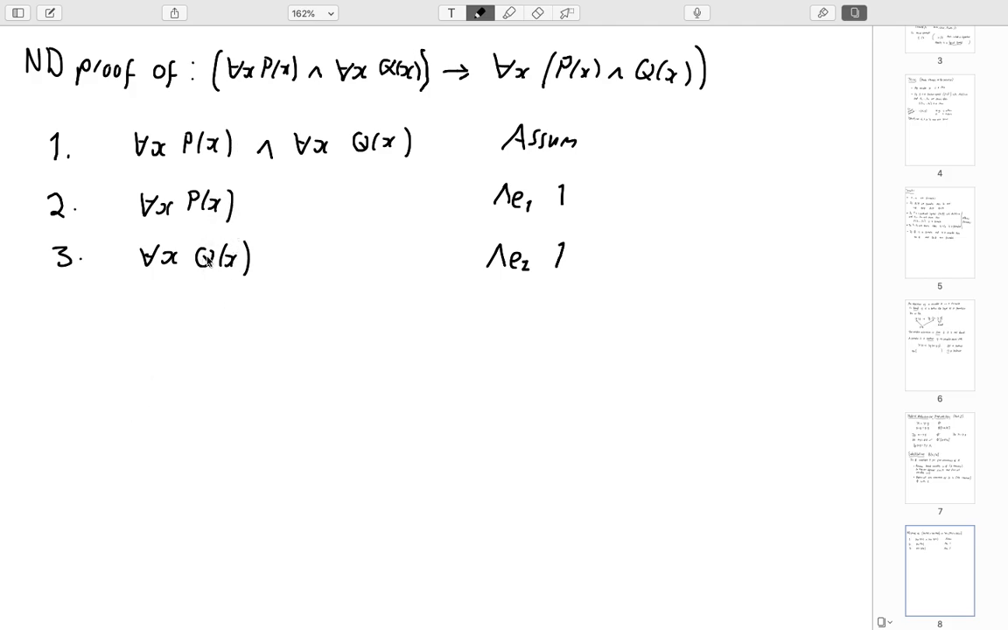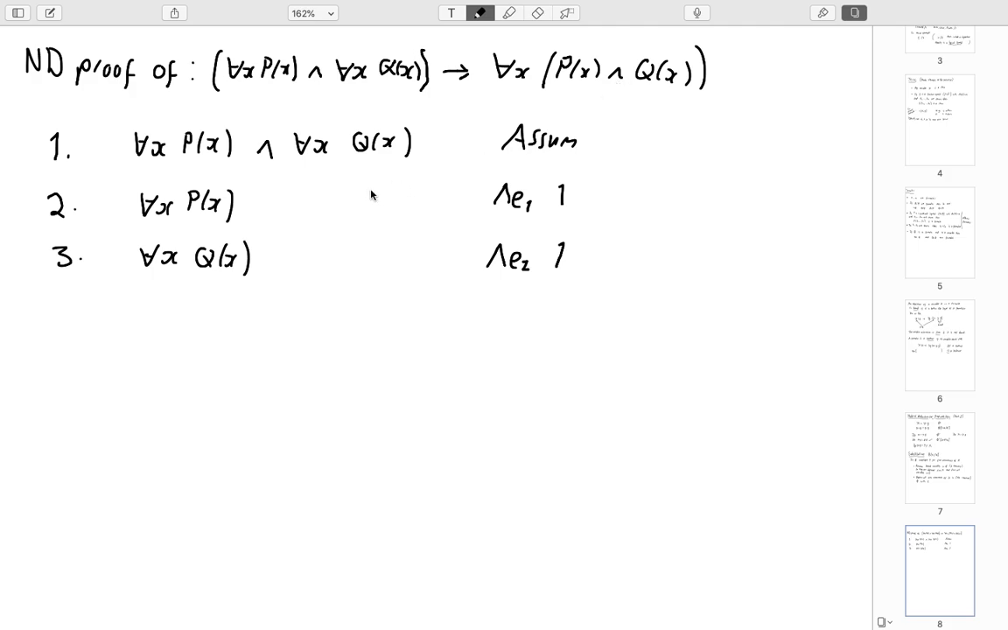So we've got that far, but we want to show that for all x, Px and Qx holds. So how do we do that? Well, there's a natural method of proof. We are reasoning with natural deduction. There's a natural method of proof to show universal quantification. We want to show that for all x, Px and Qx hold. So we'll show that for an arbitrary x, Px and Qx hold.